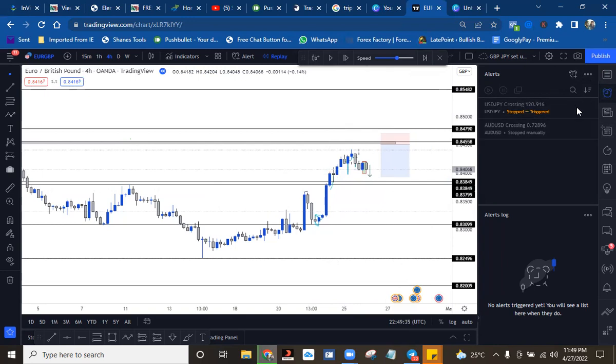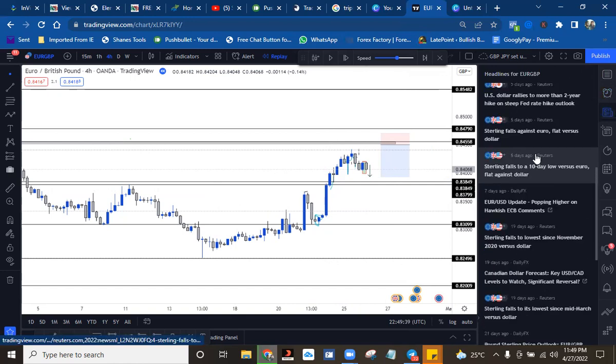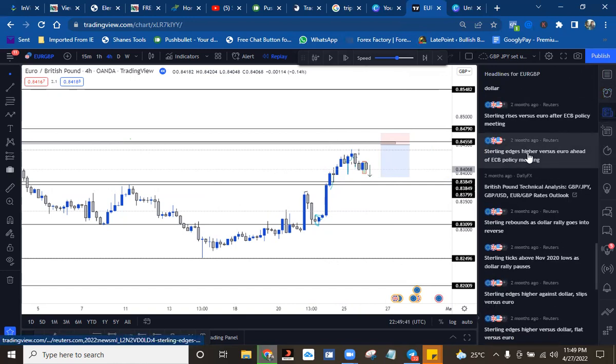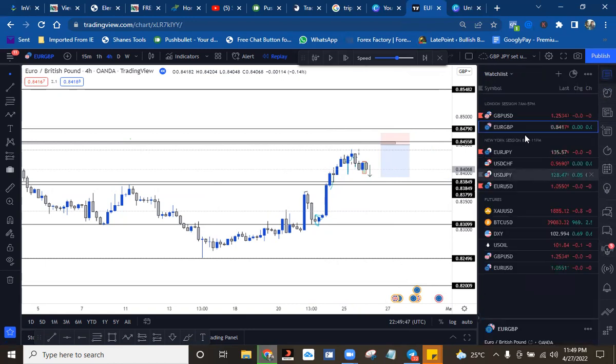Okay, so this is for your alerts. Here is for headlines, if you want to see what's happening. Those ones might not necessarily be so relevant to you. This is just the main thing you want to see, your headline. Okay, so that's for the right-hand side.